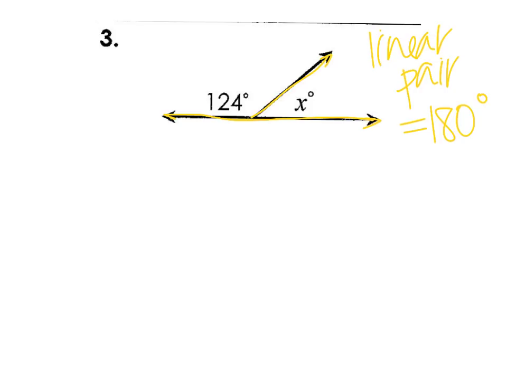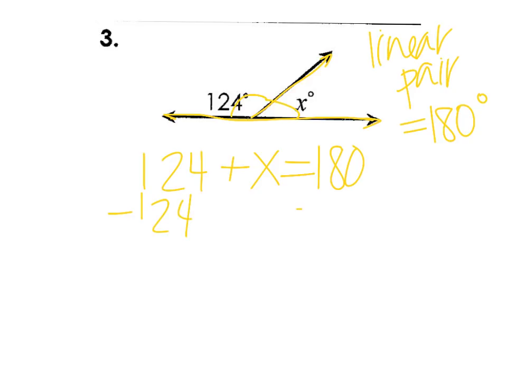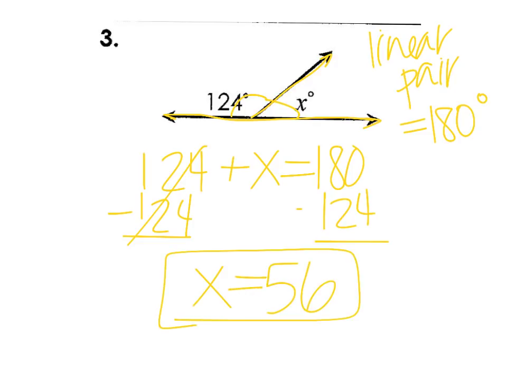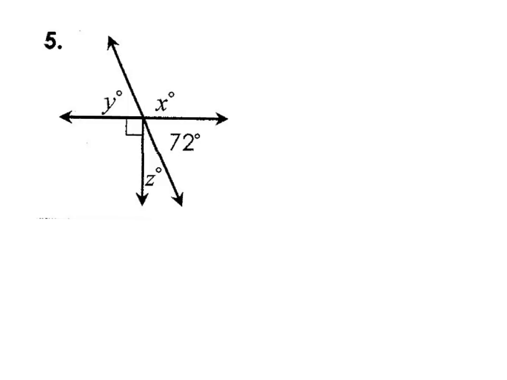Therefore, we know that 124 plus x equals 180. So subtract 124 from both sides, it cancels out, and x equals 56. All right, we're going to skip number 4. We're going to move on to number 5.